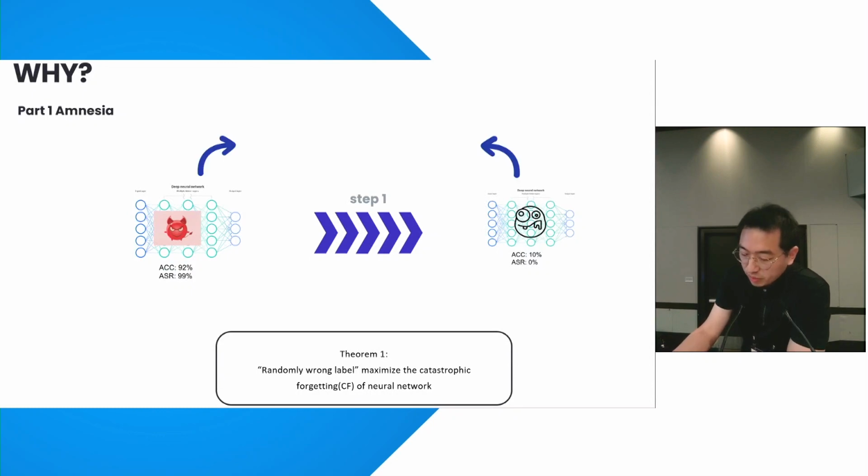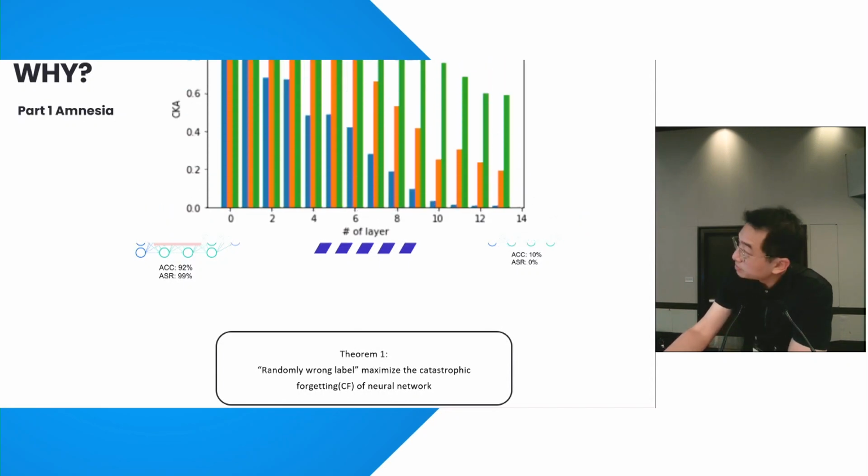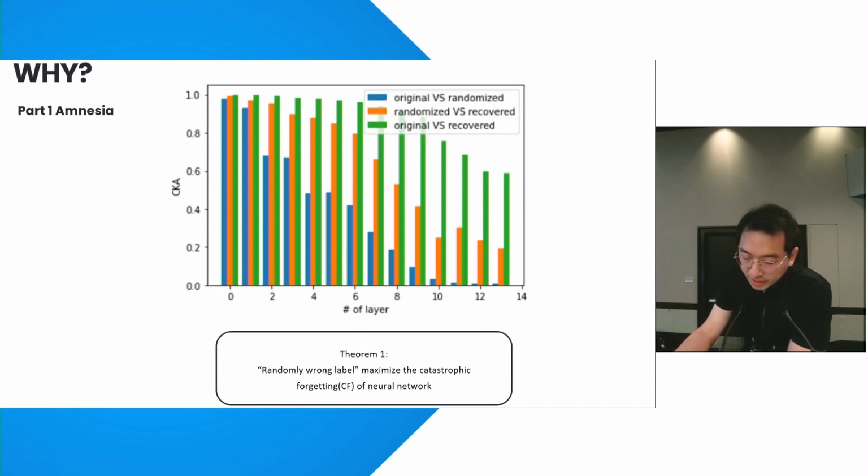In addition, we performed a centered kernel alignment (CKA) analysis to examine layer-to-layer similarity. CKA is a typical measurement that quantifies the similarity between representations in different layers of a neural network, or even across different neural networks. In this figure, we have the number of layers along the x-axis and CKA on the y-axis. The blue bar means the similarity between the stage pre and post forgetting.